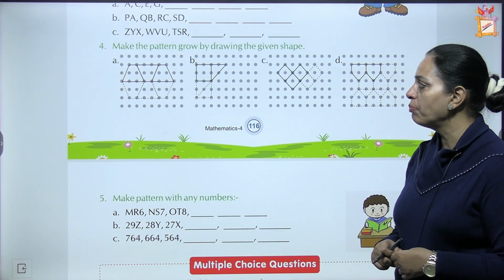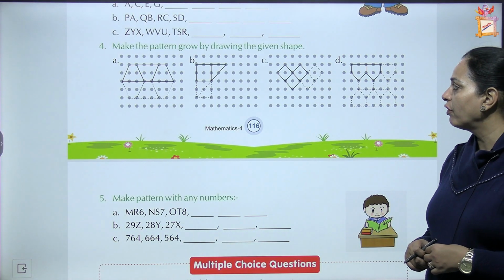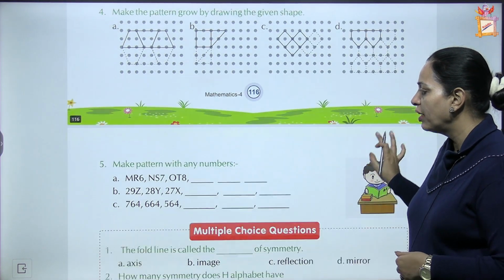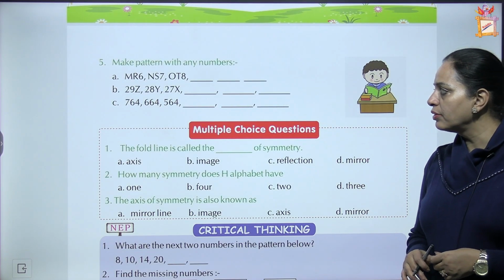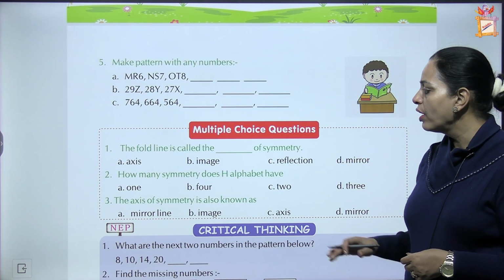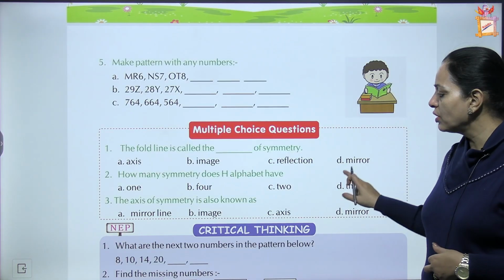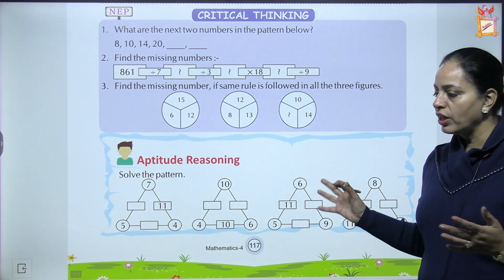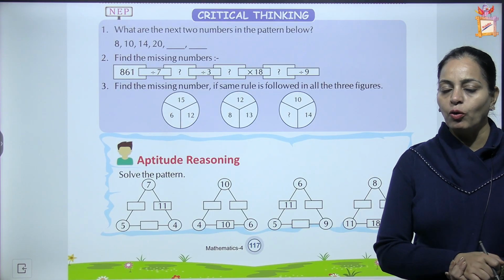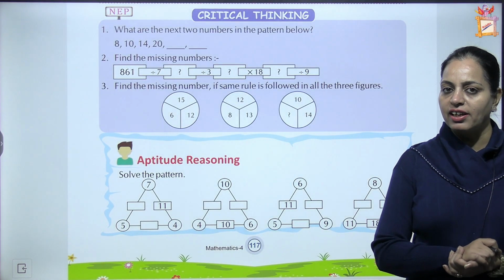Now the fourth question, make the pattern grow by drawing the given shapes. So you can try this one. Now the fifth one, make a pattern with any numbers. So we can try this one also, and we have some MCQs and critical thinking and aptitude reasoning. So you can try these sums. I hope the concept is very much clear to you.